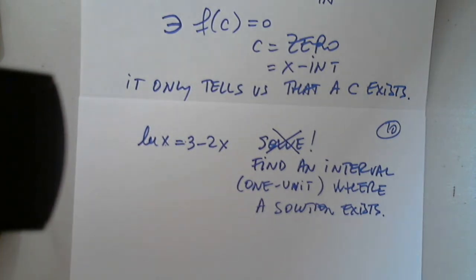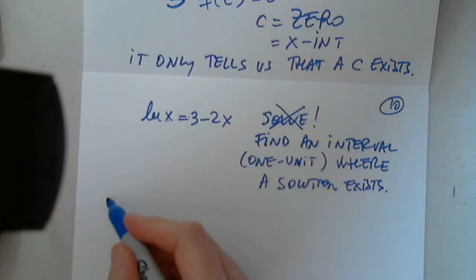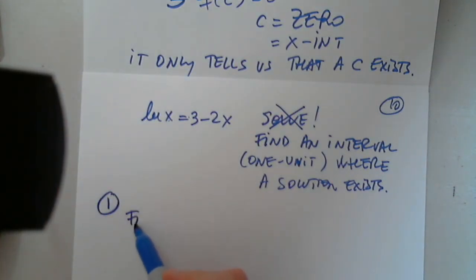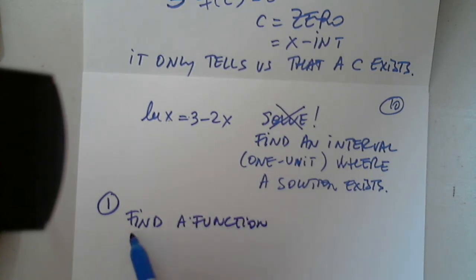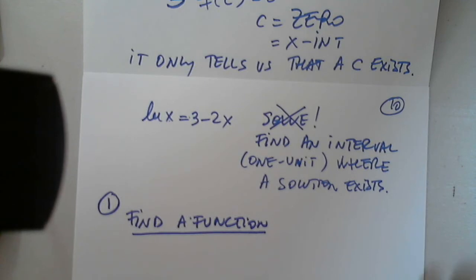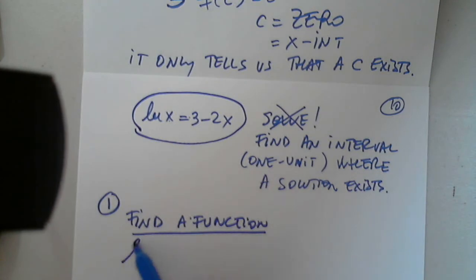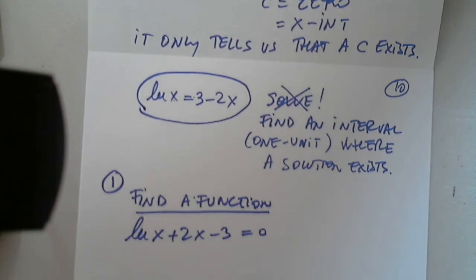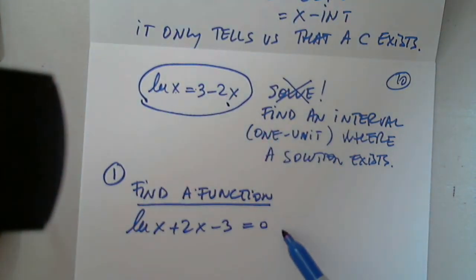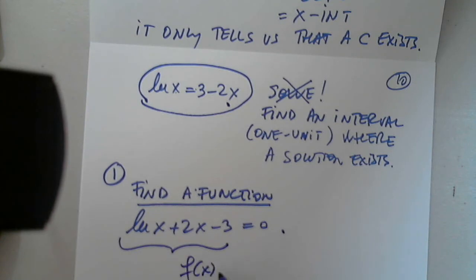Okay, fine. My first step here has to be find a function. What function? Well, we're talking about this equation. I will move everything to one side. Natural log x plus 2x minus 3 equals 0. Solving this equation or solving this equation makes no difference. But I have my function now. So the function that I will be using is natural log x plus 2x minus 3.